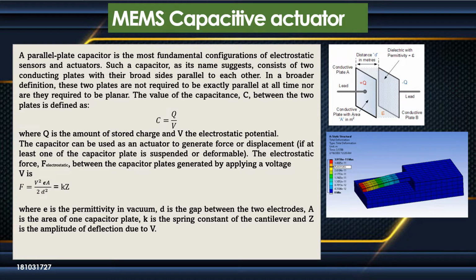The electrostatic force between the capacitor plates is generated by applying a voltage, where ε is the permittivity in vacuum, D is the gap, A is the area, K is the spring constant of the cantilever, and Z is the amplitude of deflection due to voltage.